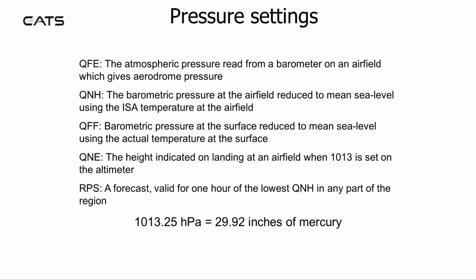RPS, regional pressure setting, is a forecast valid for 1 hour of the lowest QNH in any part of the region. 1013.25 hectopascal equals 29.92 inches of mercury.